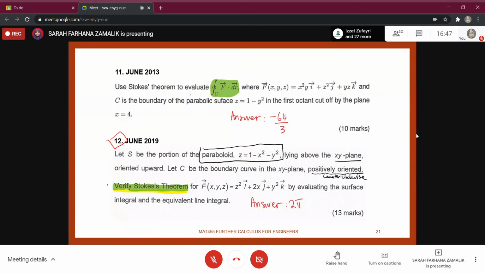Tapi saya bagi tahu verify ni memang panjang pun. Sebab awak kena show two sides. Line integral dengan surface S. Yes, panjang sikit. Memang jawapan dia 2 pi and also markah dia pun banyak lah.